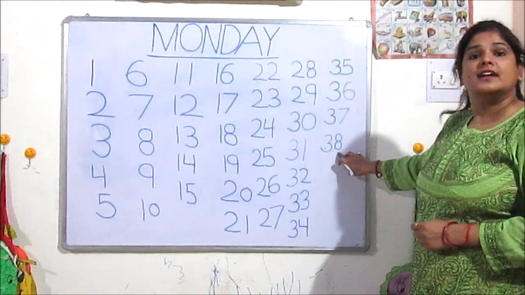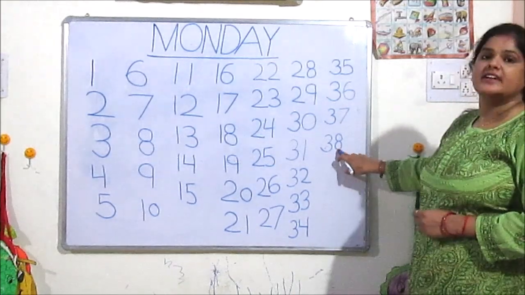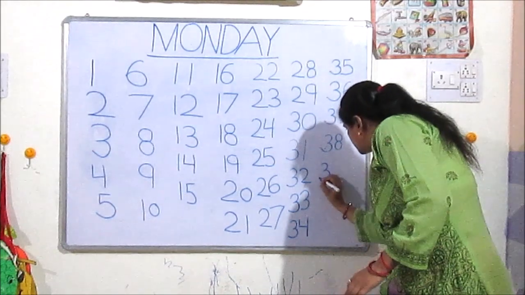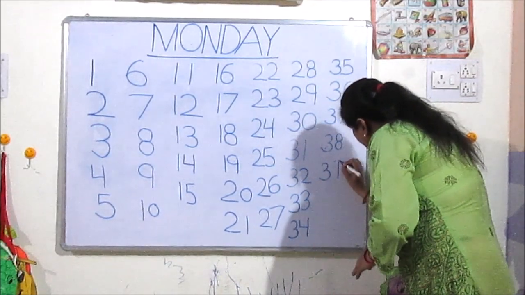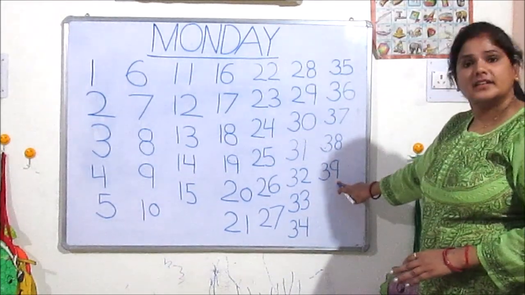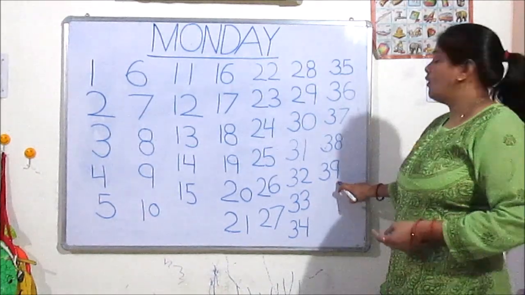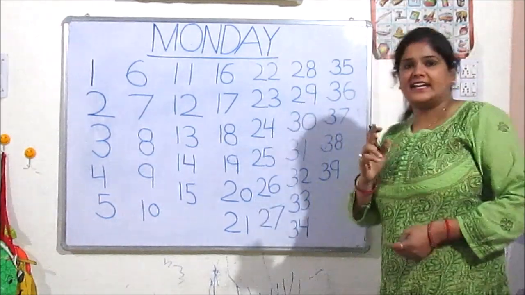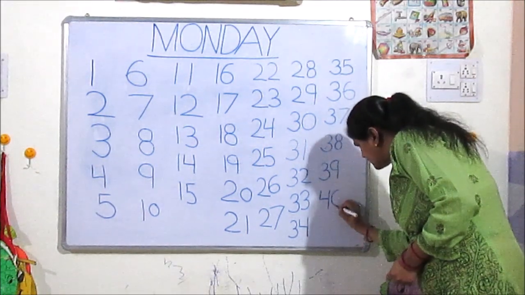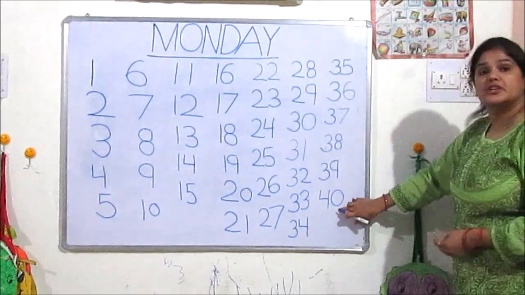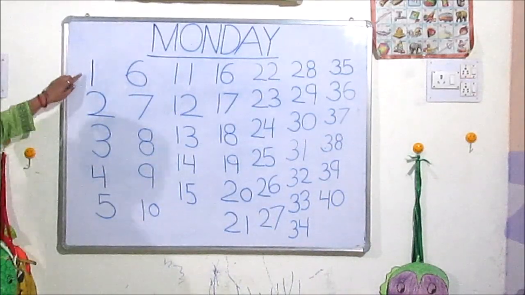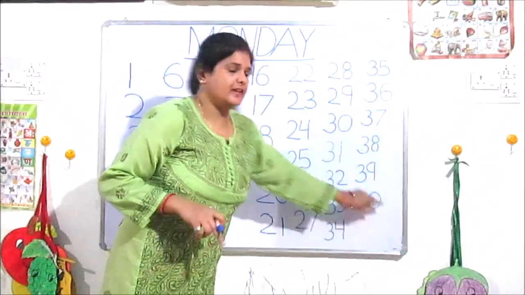3, 8, 38. After 38, 39. 3, 9, 39. After 39, 40. 4, 0, 40. Okay. Let's count with me. 1, 2, 4, 0, 40.